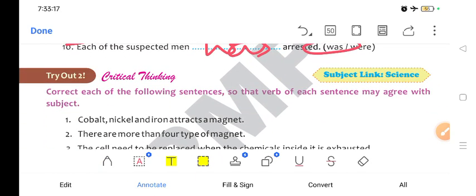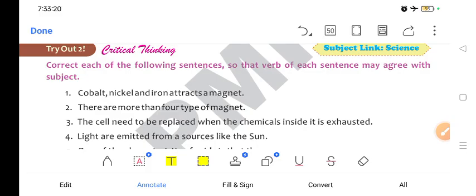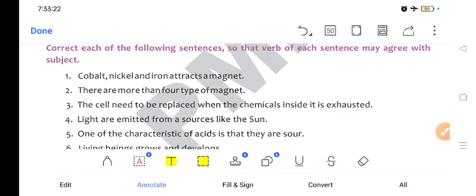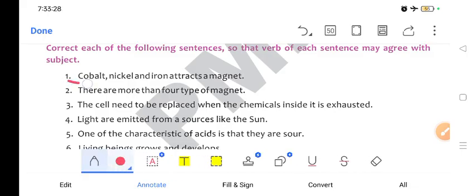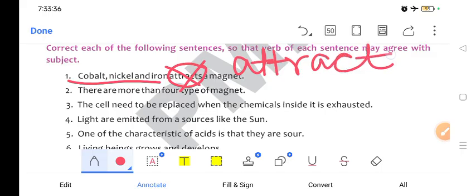Now, correct each of the following sentences so that the verb of each sentence may agree with the subject. Cobalt, nickel and iron attracts a magnet. So, here 3 metals are there, and a singular verb is given. This is wrong. So, we'll put here "attract". Okay. The next one. There are more than 4 types of magnet. We will add an S here. The cell needs, singular subject is there, we will put a singular verb. The cell needs to be replaced when the chemical inside it is exhausted.